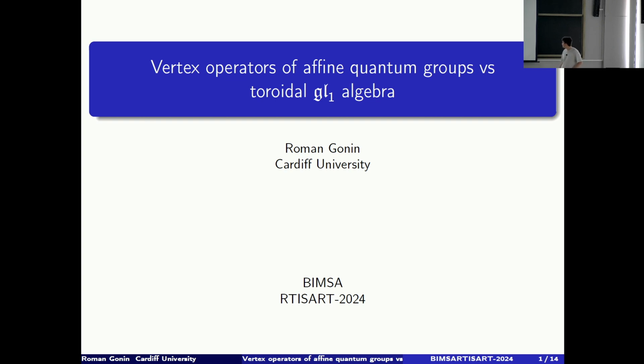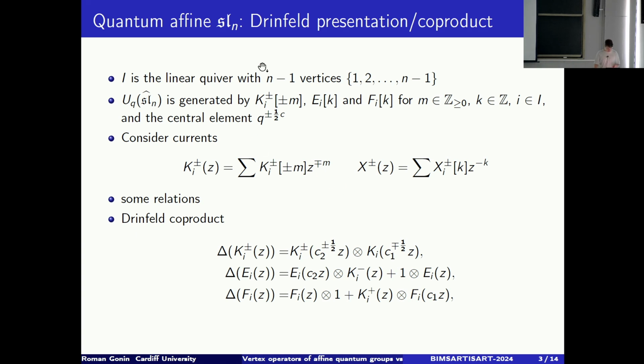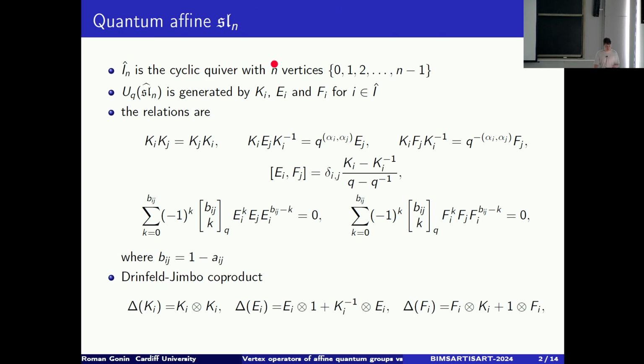All right, so I will start from the definition of quantum affine SLN. I need a cyclic quiver with vertices labeled from 0 to n minus 1. For each vertex of the quiver, I assign generators ki, ei, fi. They satisfy certain relations which should remind you of the ordinary relations of a finite quantum group, but now we have labels in a cyclic quiver. The exact form of the relations is not that important.